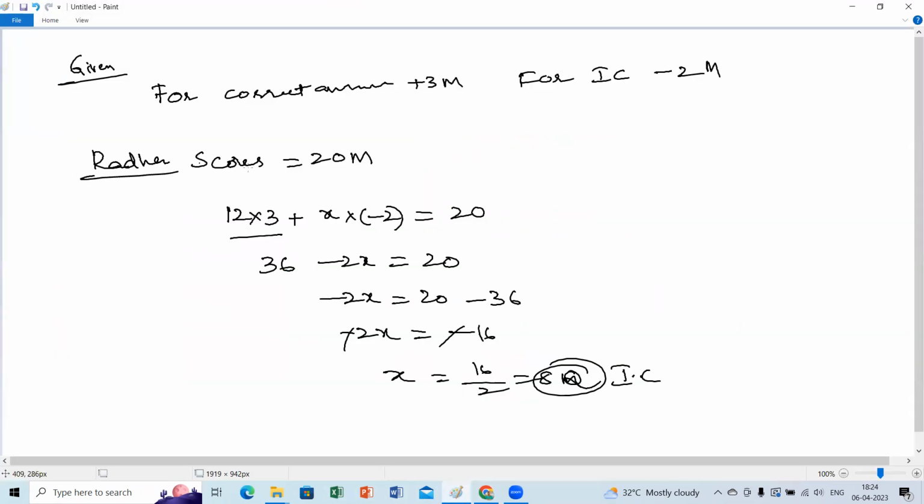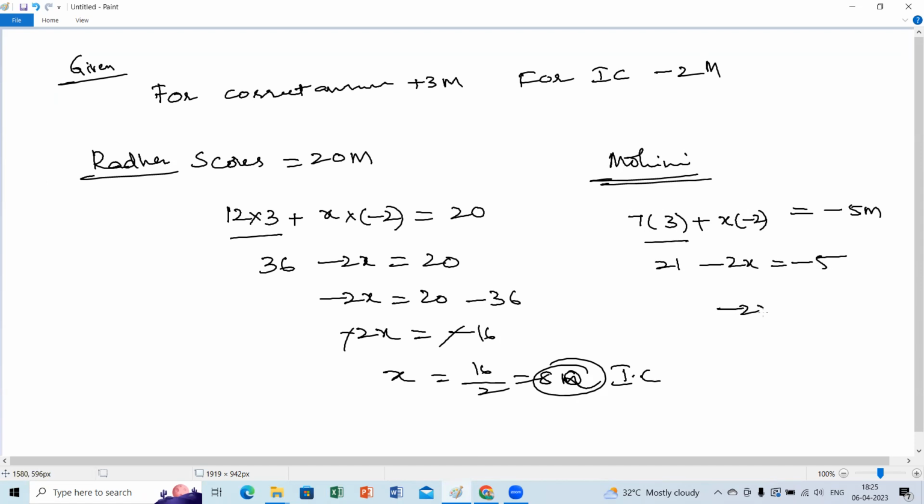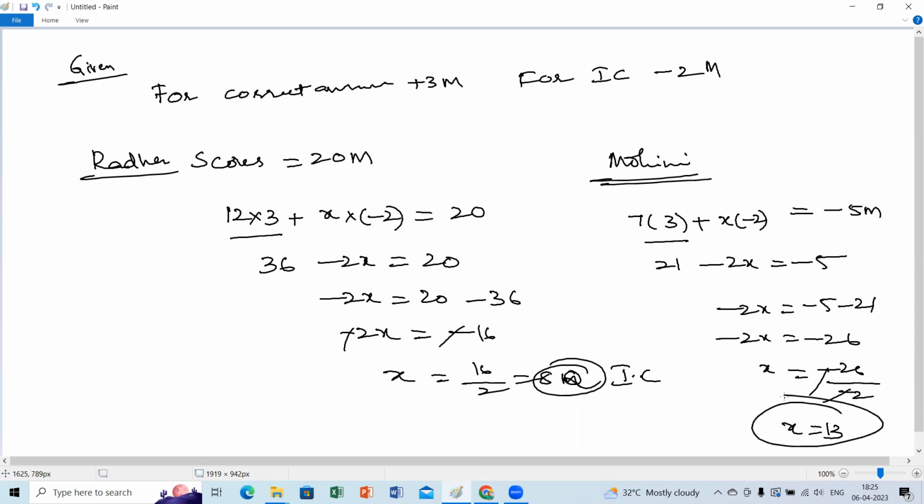This is Radha. This is Mohini. Mohini scored minus 5 marks total, even though she got 7 correct. 7 into 3, and we don't know the incorrect, take it as x, and minus 2 for incorrect. 7 threes are 21. 21 minus 2x is equal to minus 5. So minus 2x is equal to minus 5 minus 21, which is minus 26. x is minus 26 by minus 2, which is 13. 13 incorrect, 7 correct, so that she gets negative marks, minus 5.